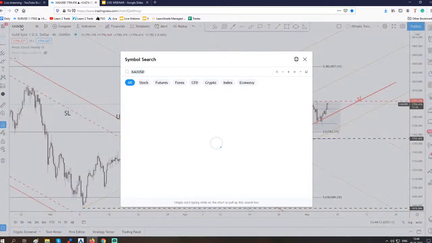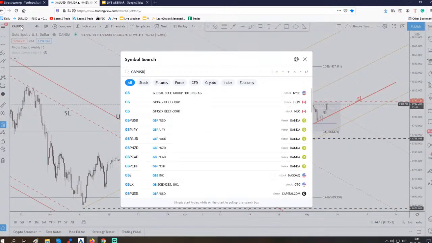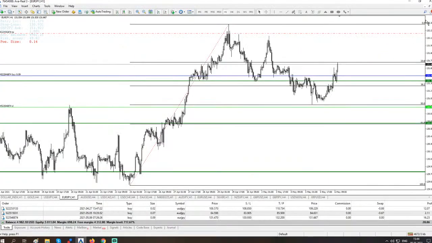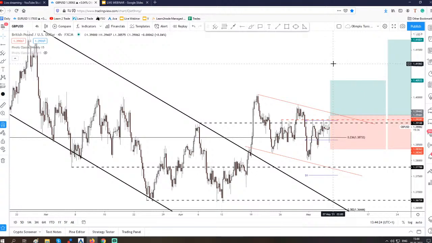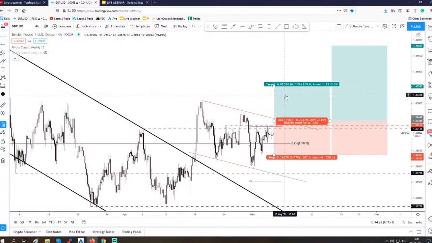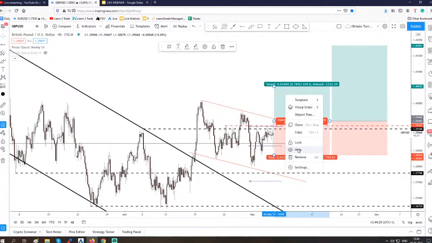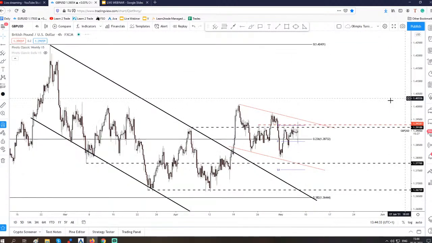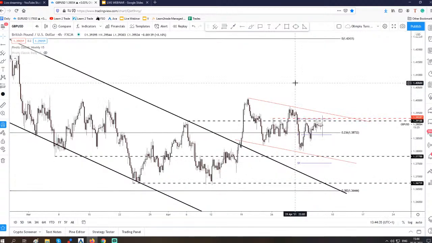So the bias is bullish on gold only because... yeah, we will talk about the GBP. I will hide these right now from here, and let's talk about the pound versus the US dollar.